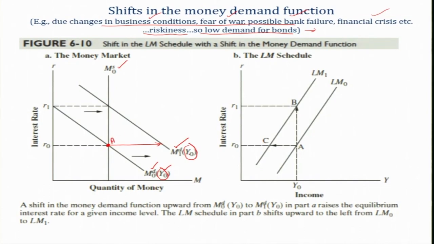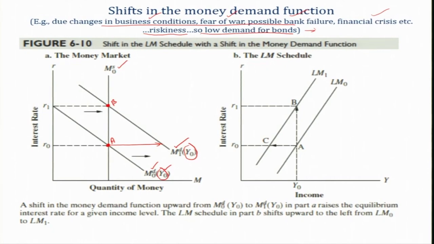At the same level of income, Y naught, people are now demanding more money for transaction purposes, or maybe they may be keeping it for speculative purposes, speculative demand as well. This is the new equilibrium position. The new money demand curve is this. At the same given level of income, you can see that the rate of interest increases, right? Because at the new equilibrium position, money supply is equal to money demand at this curve. At this position, the rate of interest is R1.